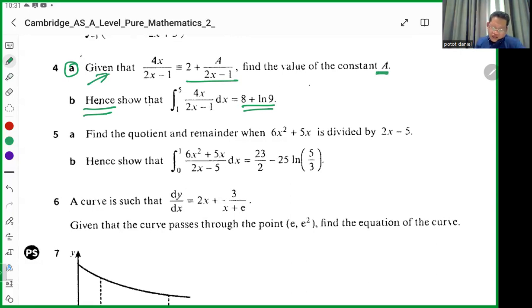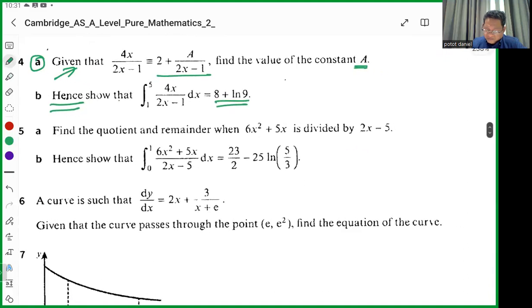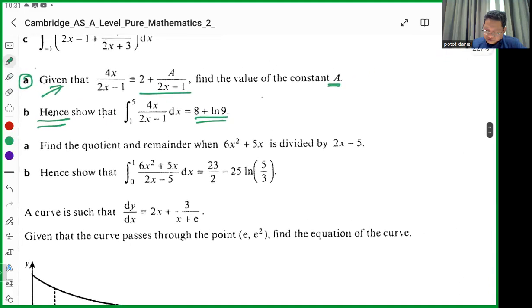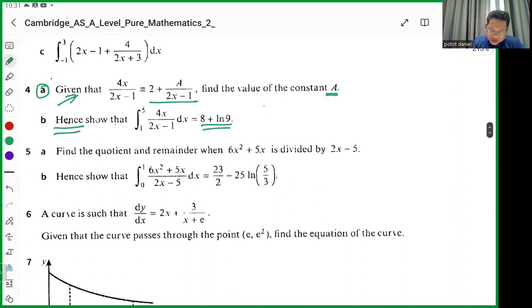What you're gonna do is just simply use your answer in letter A to answer the letter B. Okay, so how are we going to do that? To find the A, we can just equate the 2. So again, you have there 2 times, let's make them equal with each other, 2 times 2x minus 1 plus A over 2x minus 1, and that is equal to 4x over 2x minus 1.